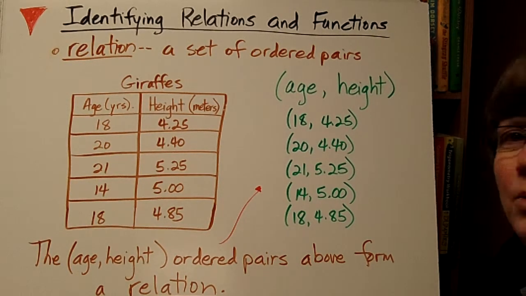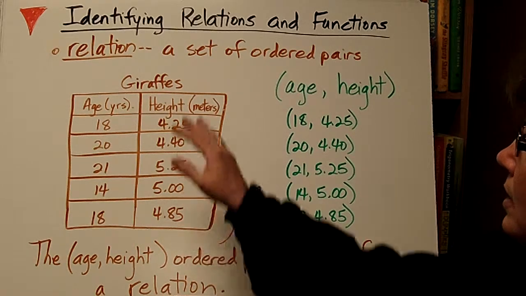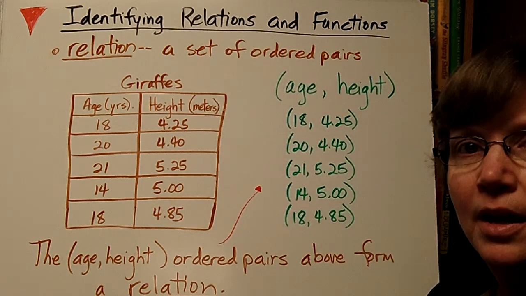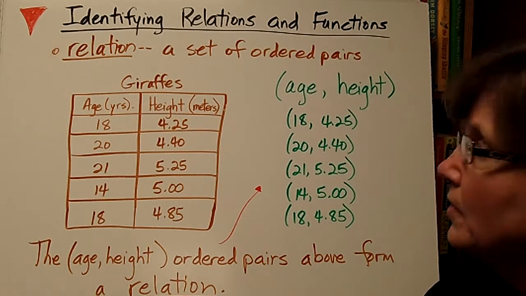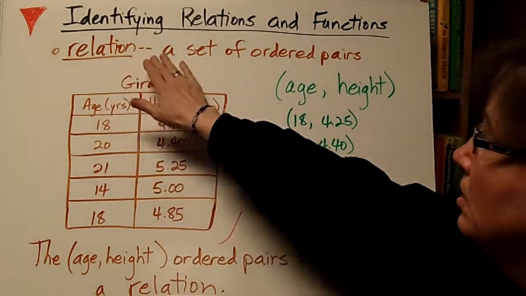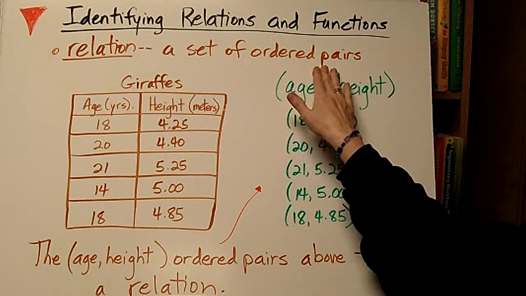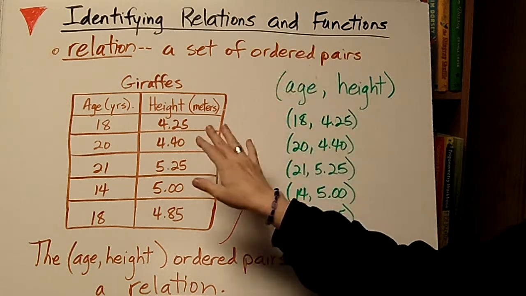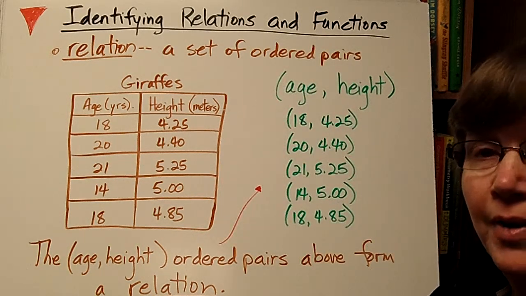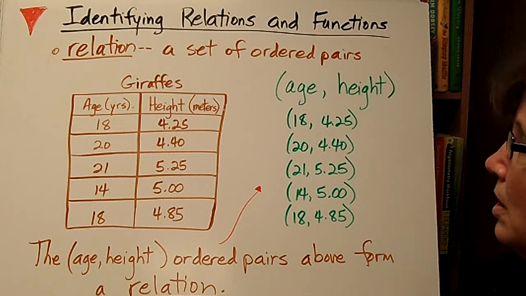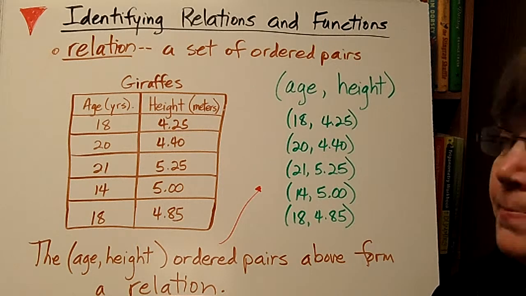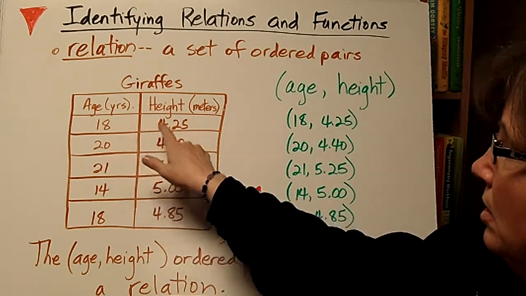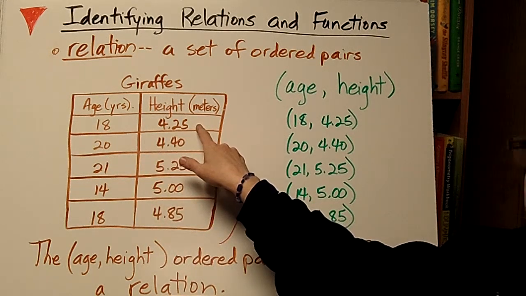Hi, in this video we will be learning about how to identify relations and functions. But first we need to know what is a relation. Simply, a relation is a set of ordered pairs. In this example we're talking about the height of giraffes, their age compared with their height. So at age 18 the height is 4.25 meters.